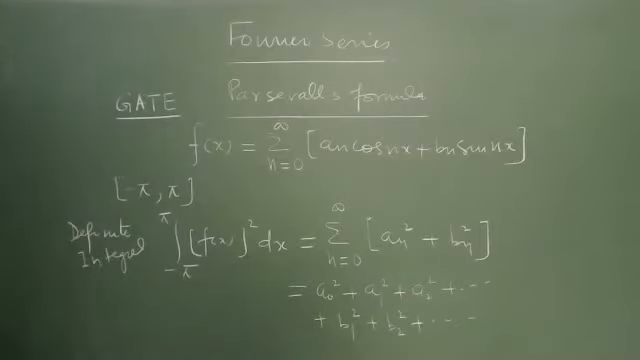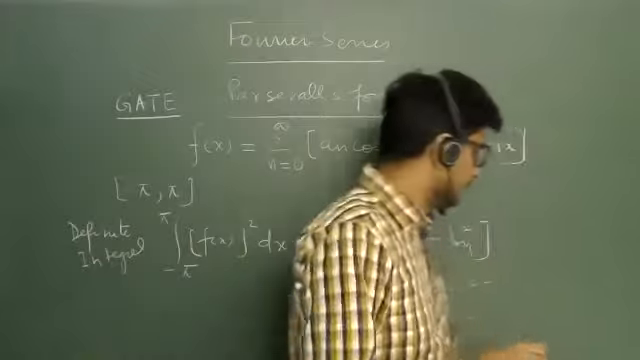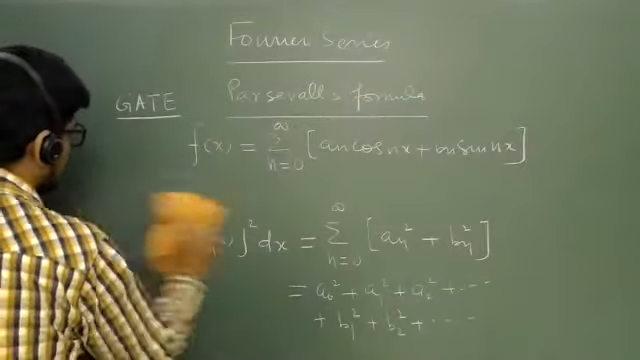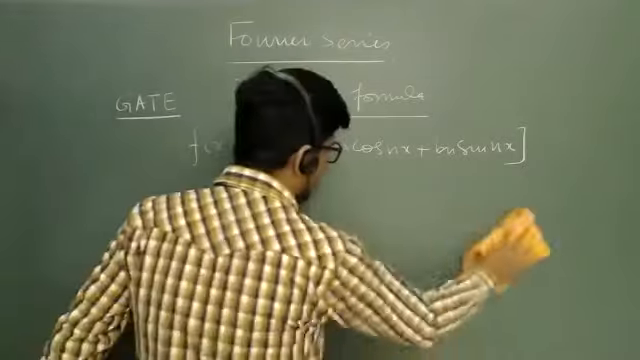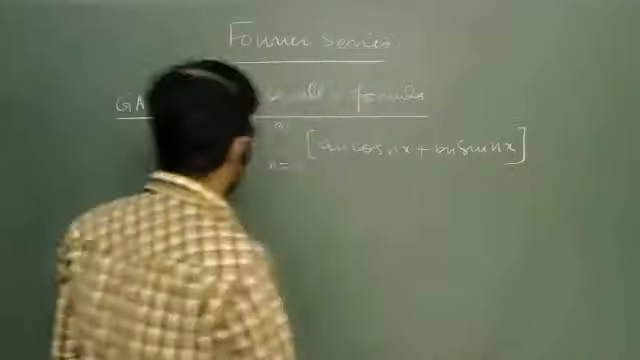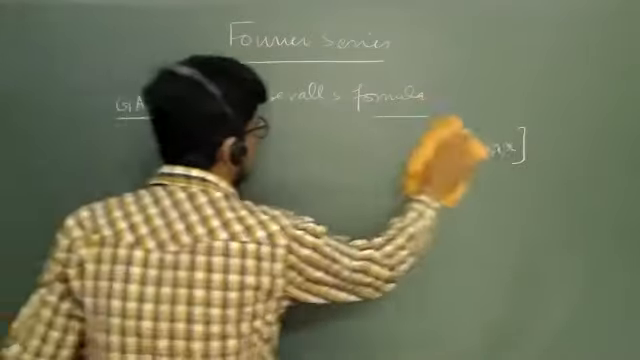So this should be known as such. You can also write it for minus pi to pi, so write it in your copy. This is for minus pi to pi, obviously. And if I write it for minus L to L, then the series will change.